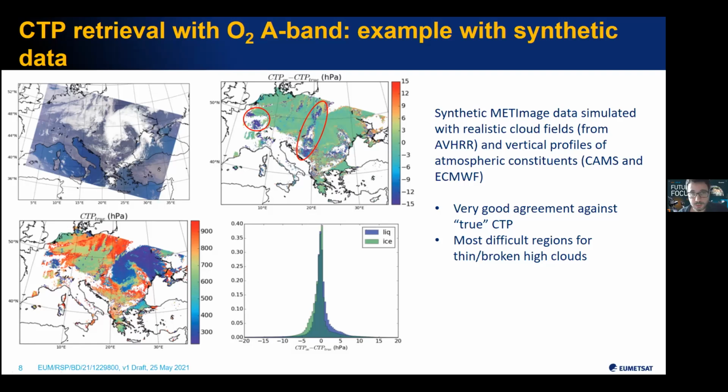The most difficult regions are where clouds are particularly thin or broken, with no full cloud coverage. But if we look at the histogram at the bottom right of the differences between the truth and the retrieved cloud top height, we see that most of the pixels agree very well.